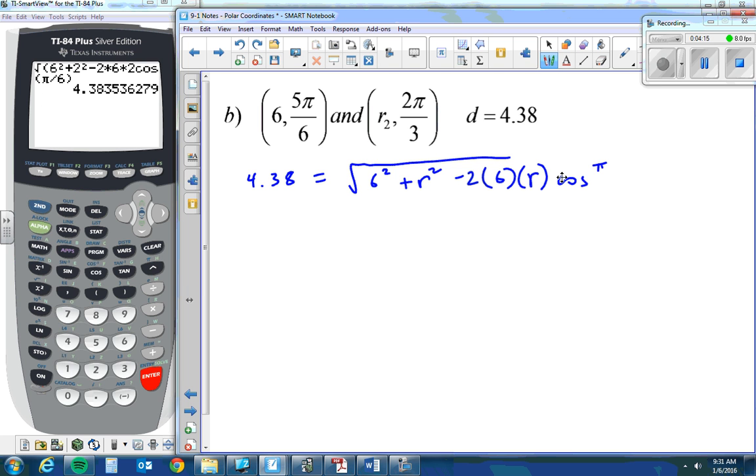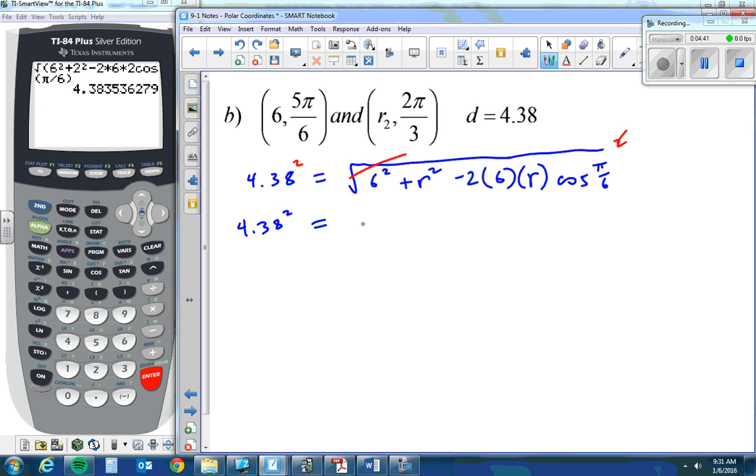And we already know it's pi over 6, so I'm not going to explain that again. We get it set up like that, but now we get to solve. And that's the trick. First of all, let's square both sides. And over here it just cancels the radical, right? I'm going to leave that as just 4.38 squared, because frankly it gets ugly, a long decimal, and I don't want to lose anything with the rounding.